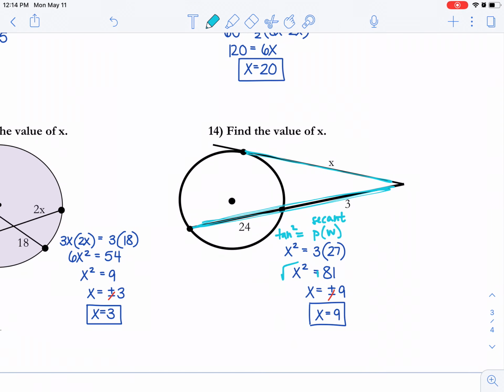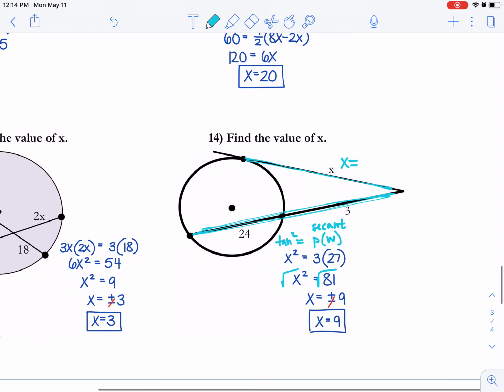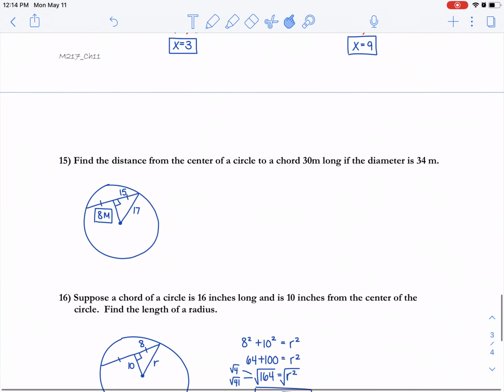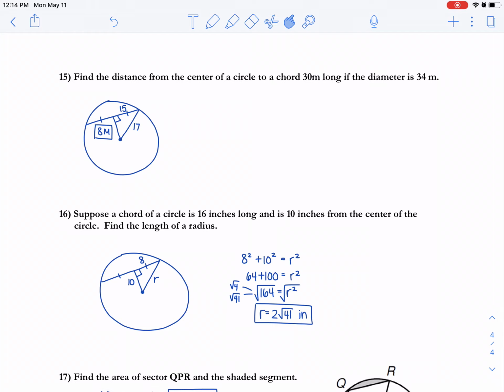When you solve, you're going to take the square root of both the x squared and the 81, and you get plus or minus 9. But again, in this case, x cannot be a negative, so we don't include -9 in our solution, only the positive 9. 15 and 16 are both super similar questions having to do with the template.